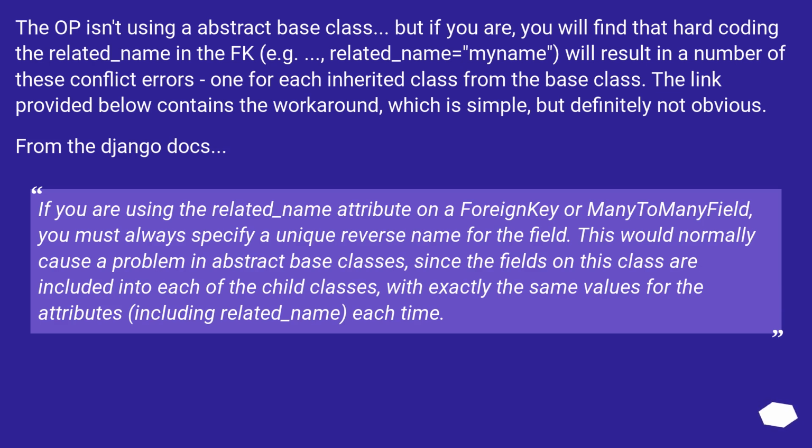From the Django docs. If you are using the related_name attribute on a foreign key or many-to-many field, you must always specify a unique reverse name for the field. This would normally cause a problem in abstract base classes, since the fields on this class are included into each of the child classes, with exactly the same values for the attributes, including related_name, each time. More info here.